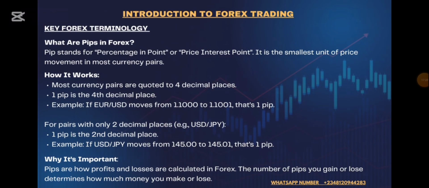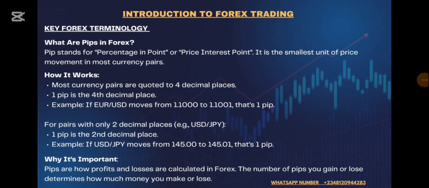So now we're going to be looking at key terminologies in forex trading. The first one is pips. Now what is pips? Pips stands for percentage in points, or price interest points. It is the smallest unit of price movement in most currency pairs. Now I want you to know that every currency pair has a value. It has a price at which you're buying it. It has a price at which you're selling it. You understand? So the price of that particular currency pair can be calculated in pips.